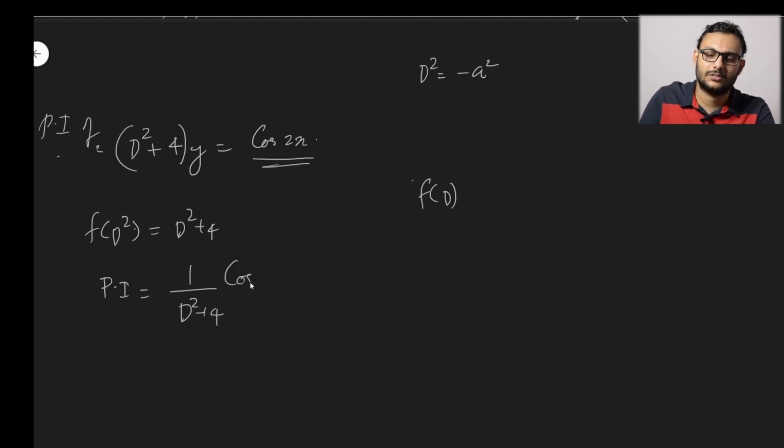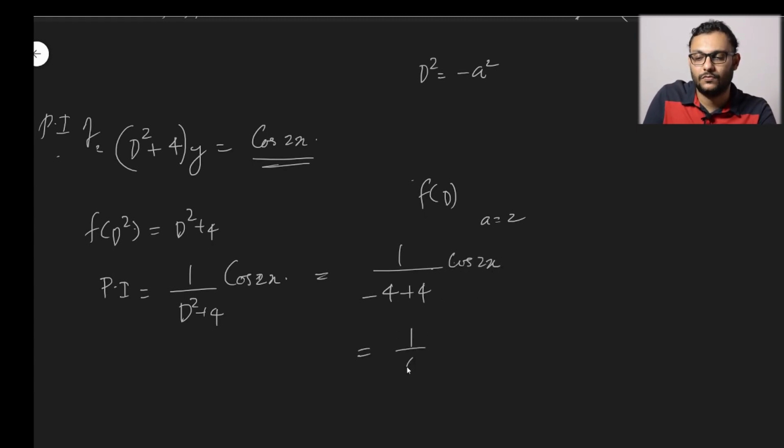Substituting this, d square can be substituted by minus a square. Here a is equal to 2, therefore we substitute minus 4 plus 4 into cos 2x. Here it will become 0 in the denominator, which is not defined. So this result cannot be taken into account.